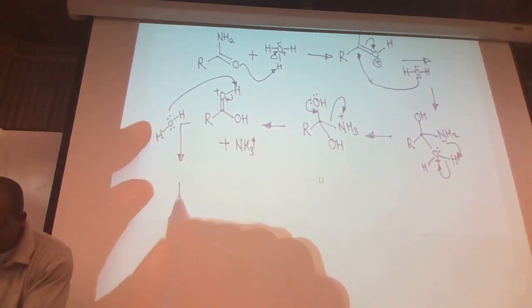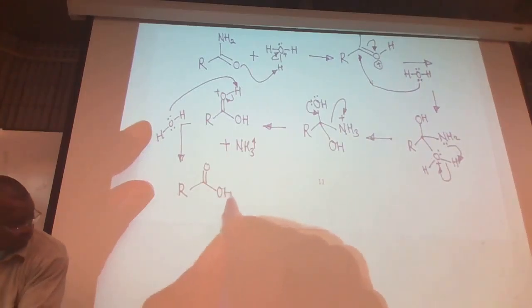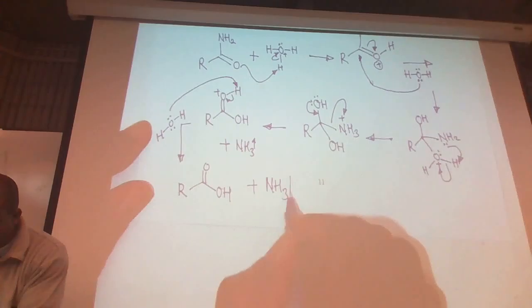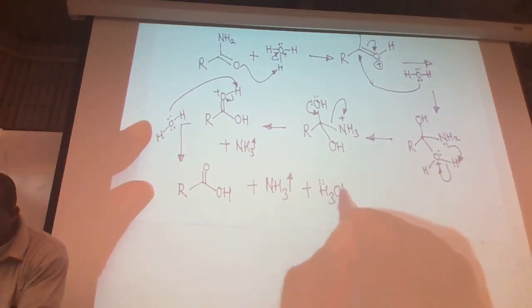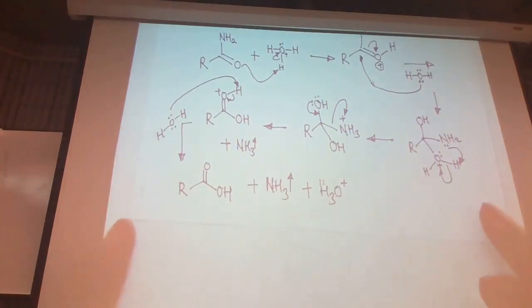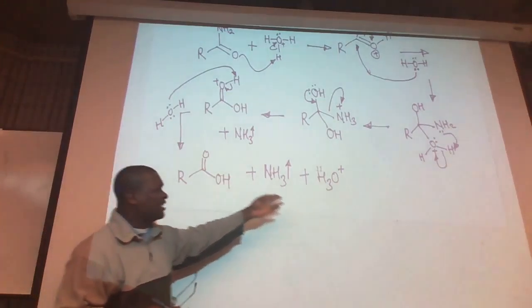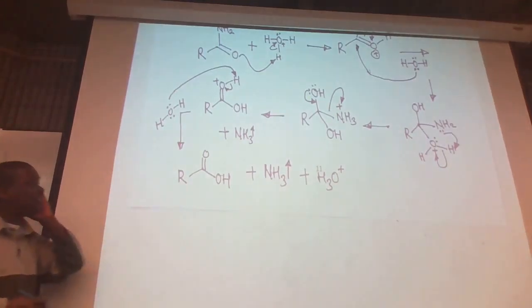your acid. You get your carboxylic acid plus NH3, which is given off, plus H3O plus. So that's how you get your carboxylic acid. Because it's acid catalyzed, you're regenerating the acid that you started with. So the acid is a catalyst.